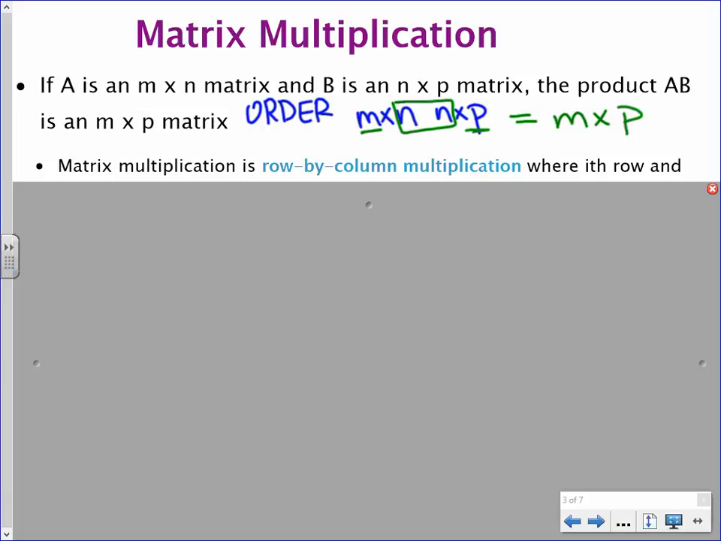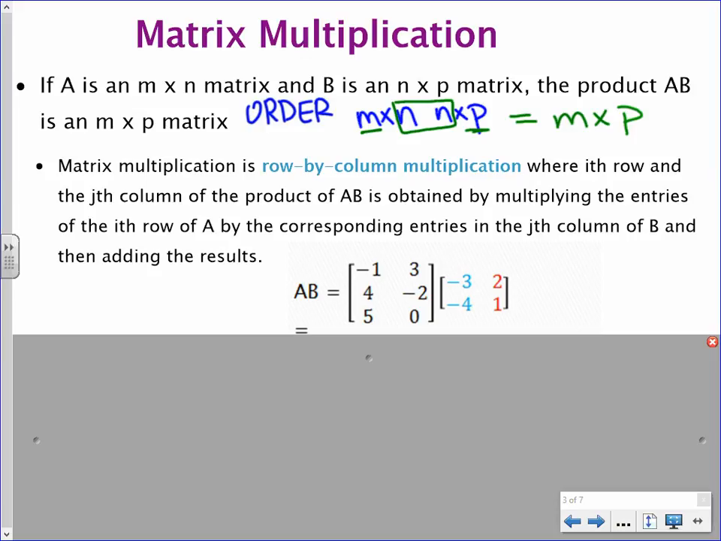Okay? So what I need you to do is write down AB equals A times B. I want you to write down that product for me. So what we're going to do is take row times column, and we're going to multiply the entries together and then sum them up. Okay, sum means what? Addition. Addition. Okay.